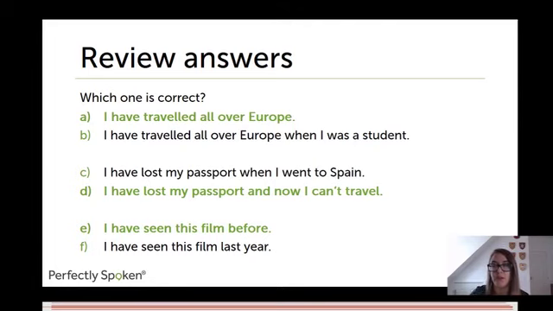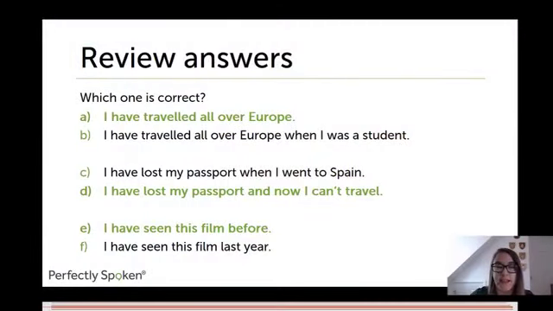Same situation with C and D. The correct answer is sentence D. And this is because in sentence C, you've got "when I went to Spain." So it tells you that going to Spain was something in the past. So therefore losing the passport in Spain in the past, you just need a past simple in this sentence.